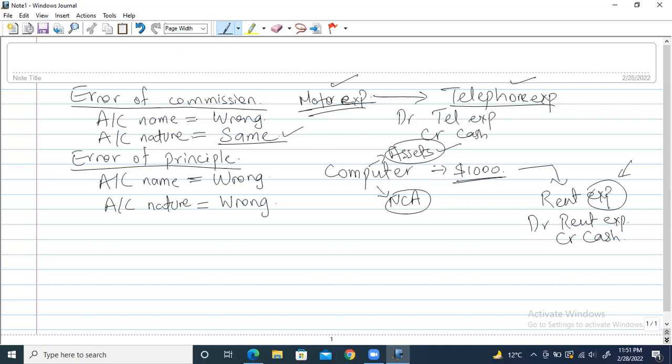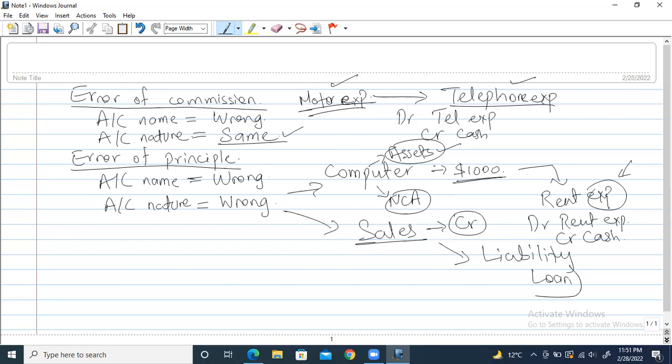Okay. Now let's see another example of error of principle. This was the first one. The second example would be, I actually needed to record sales, right? And you know that sales, when we record, they are credit, right? They're never debited. So actually, what my accountant did over here, he made one more mistake, and accidentally he wrote the sales as a liability. Let's say liability as a loan. He actually wrote it as a loan.